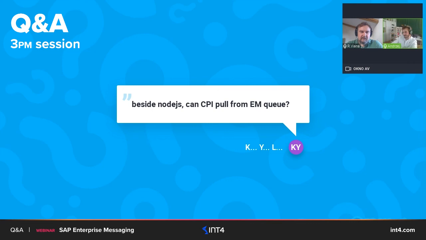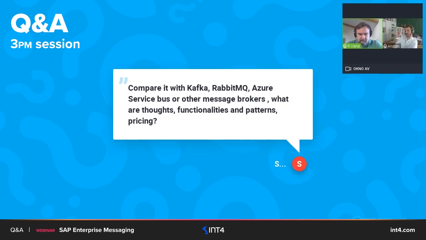Another interesting question. Besides Node.js, can CPI pull? Definitely, of course. You can do this using the AMQP adapter or HTTPS on the queue. It's really up to you. But AMQP is preferable for EM.